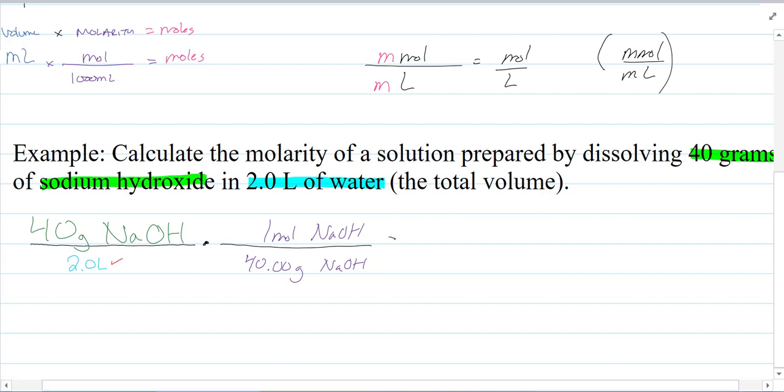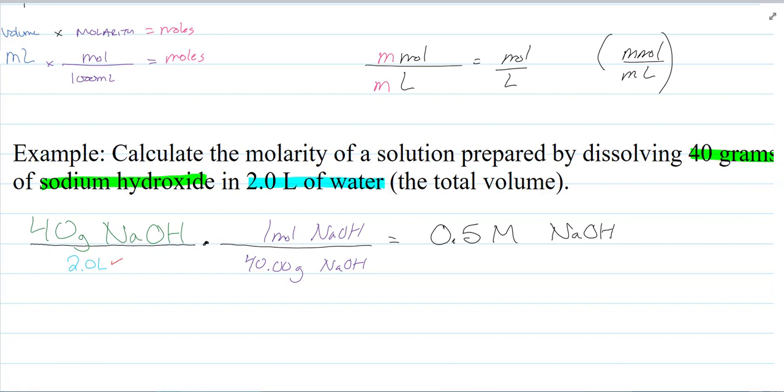So now we're in moles per liter, which is great. So that becomes 0.50, because I only have one sig fig. So 0.5 M NaOH, and that's my answer. That is molarity, and we'll be using molarity a lot. In fact, you use molarity in Chem 2 all the time as well. Next topic, dilution.